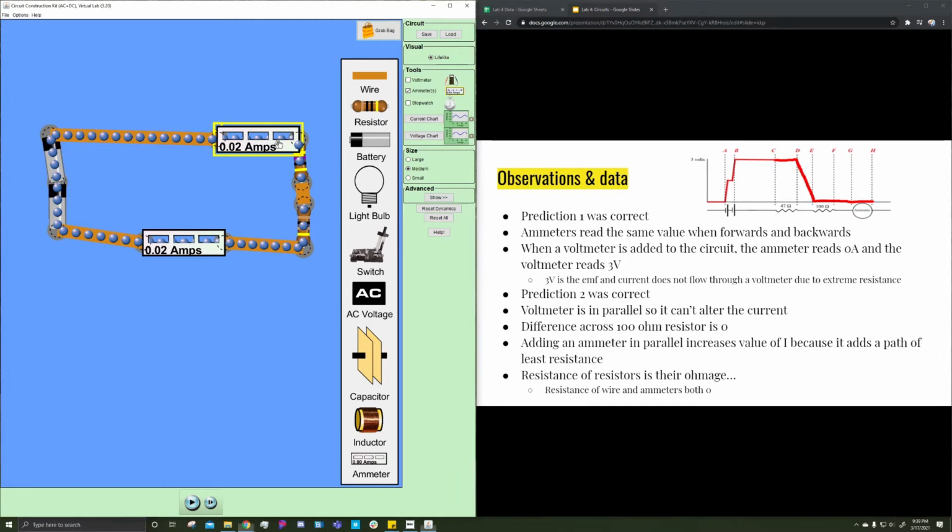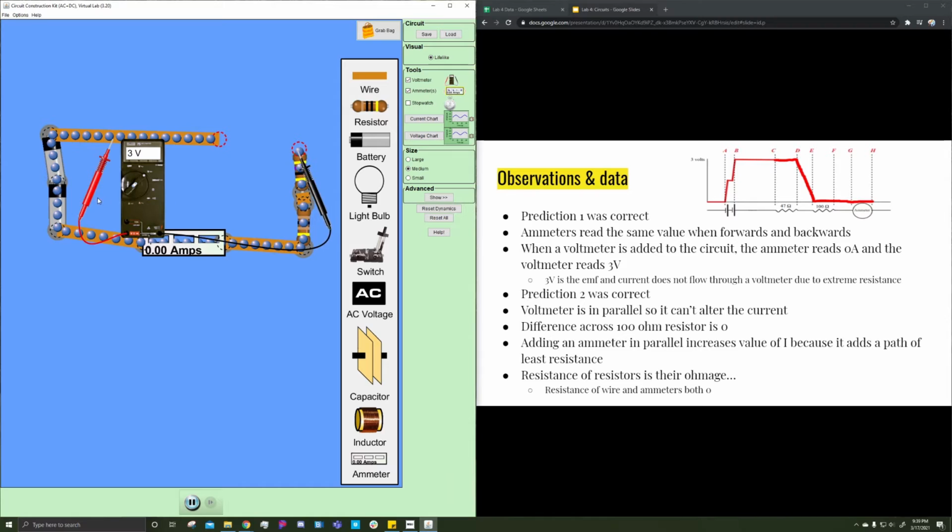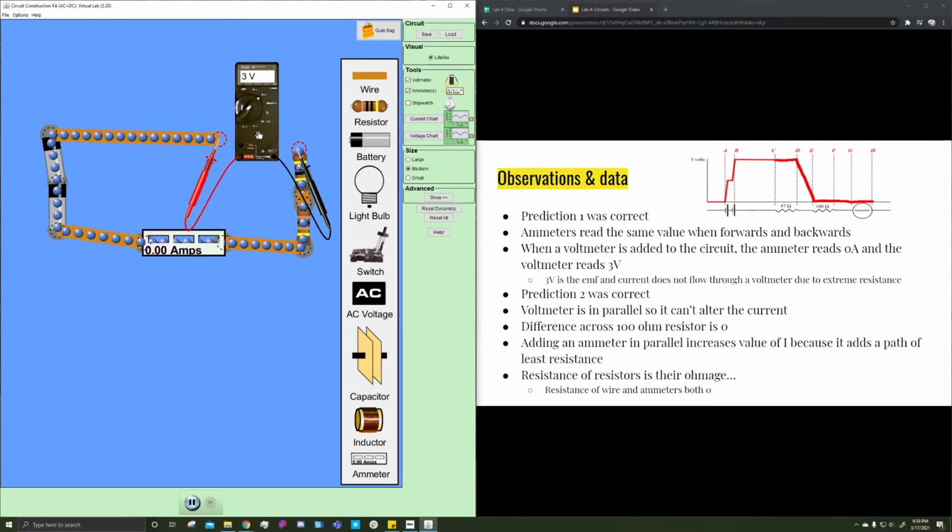And then another observation that we can make is that when the ammeter is flipped as such, it'll still show the exact same thing. Another observation we can make is that when a voltmeter is added to the circuit, the ammeter will read 0 amps and the voltmeter will show 3 volts. And this is because 3 volts is the EMF and the current cannot flow through the voltmeter, because how a voltmeter works is it has a near infinite resistance inside of it.